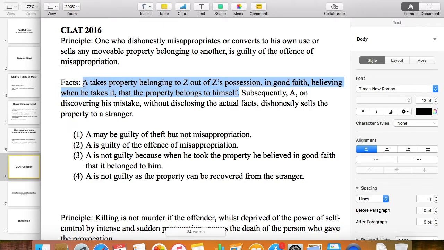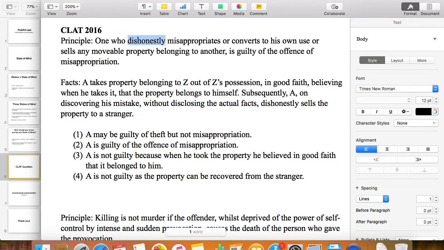It expressly says that A did it in good faith, right? That there was no dishonesty when he took the property out of Z's possession, right? So the dishonesty came later when he was selling. And here again, it's expressly mentioned that he was dishonest, right? So this gives us the idea that he intentionally sold the property dishonestly. And here it says who dishonestly misappropriates.